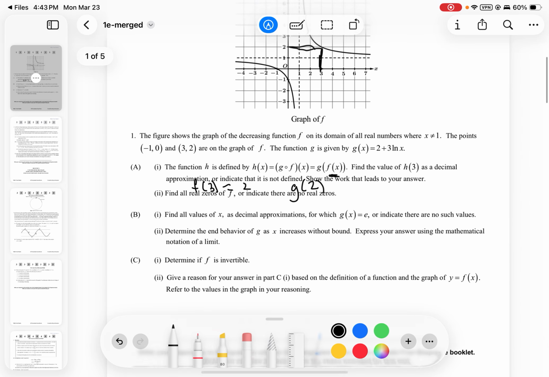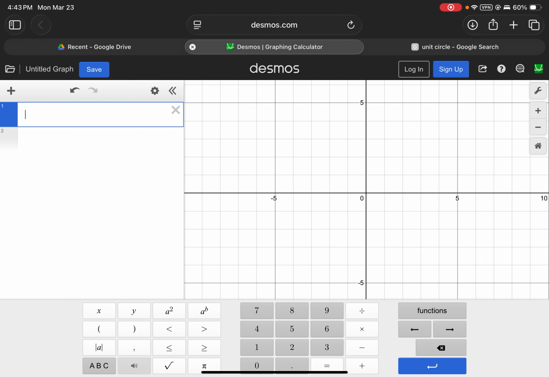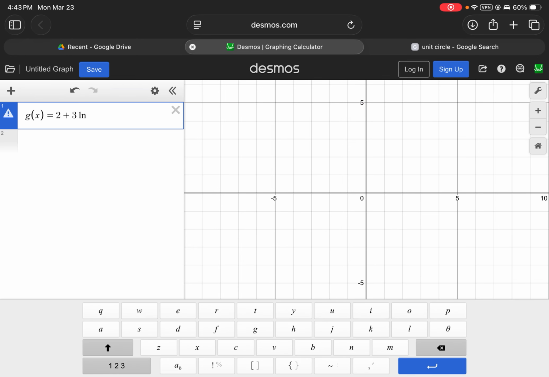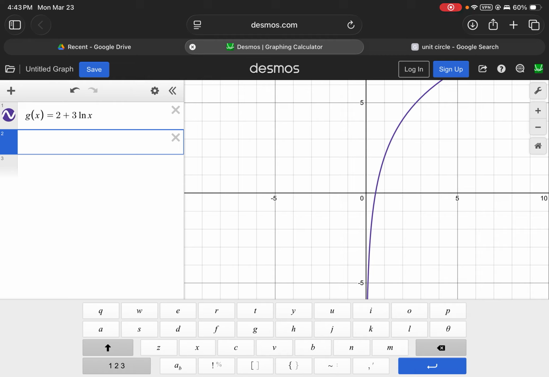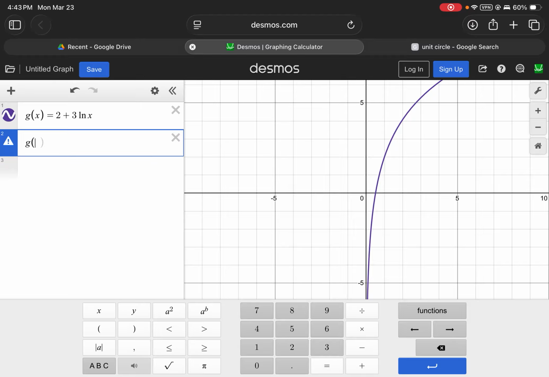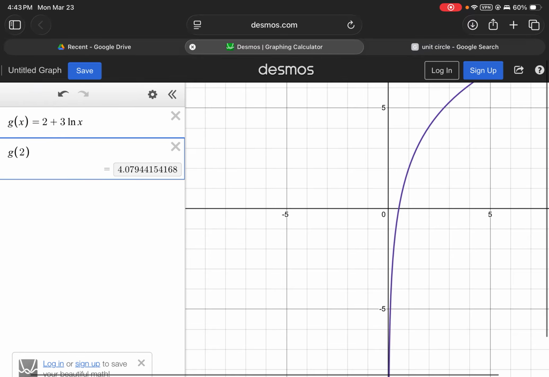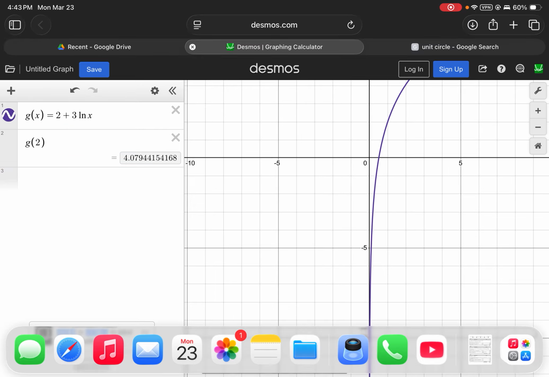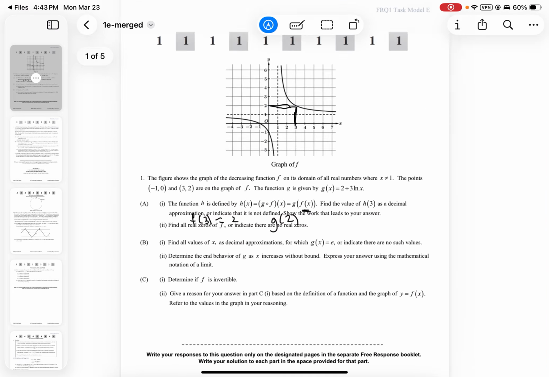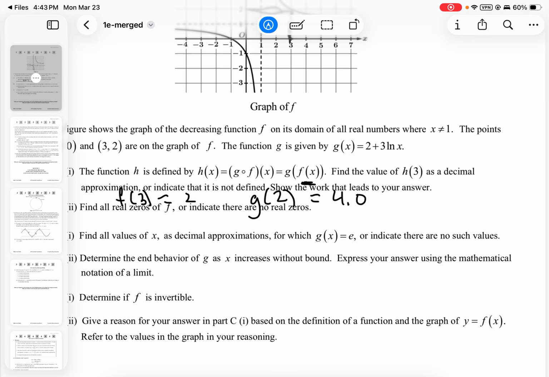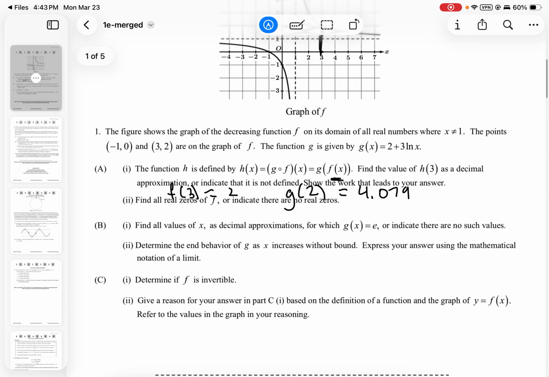This is a calculator active, so all I need to do is pull up Desmos, and I'm just going to define the G of X. It is equal to 2 plus 3 times the natural log of X. Don't do this thing where you substitute into X. It'll be a lot easier for your workflow if you just type in a different box the G of 2. And it outputs 4.079. We're always going to round or truncate at 3 decimals. So we get the G of 2 equals 4.079. All right, that's an easy point.